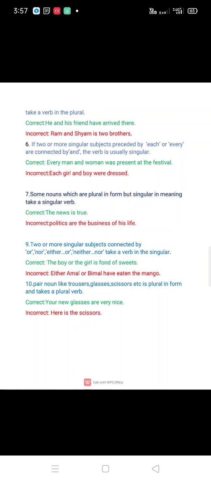In the incorrect sentence you can see either Amal or Bimal have eaten the mango. Here the verb should be has, not have, because here you can see two singular subjects are connected by or. So that's why the verb must be singular and the verb should be has, not have.